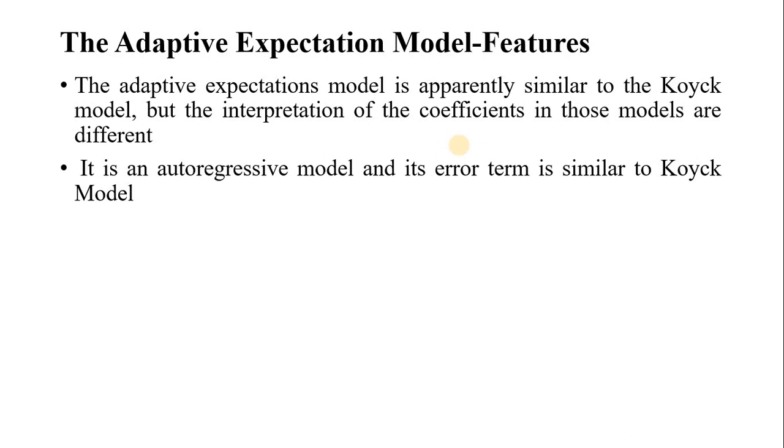Yt is equal to an intercept plus a slope coefficient times xt plus a coefficient times yt minus 1 plus an error term. Both equations are the same, but the difference is only in interpretations. The interpretation will be different.